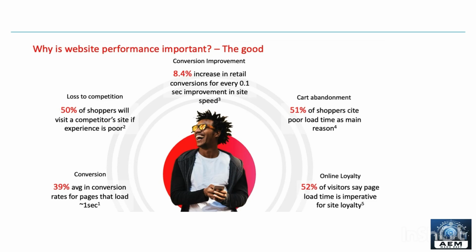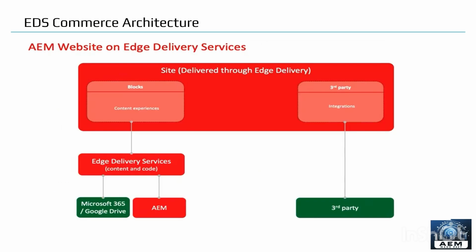Before I talk about the commerce architecture, let's have a look at a very simplified architecture of a website that is delivered through Edge Delivery Services. You can see this is your site, which has all the content and code. All the functionality is mainly delivered through blocks, and the content as well as the code come from Edge Delivery Services. If you remember, we had the content bus and code bus inside the pipeline layer in Edge Delivery Services. So that is coming from Edge Delivery Services.